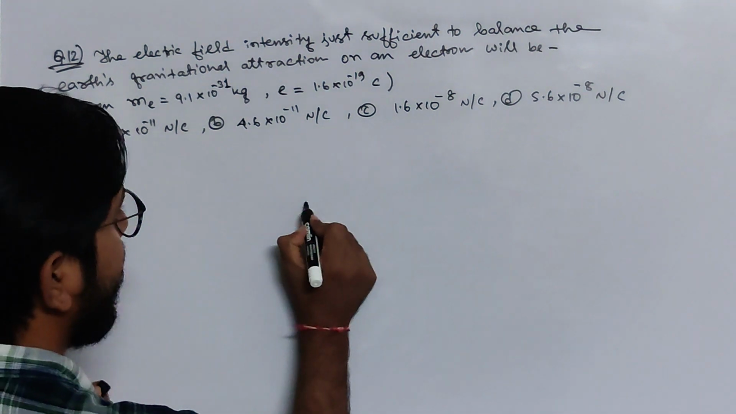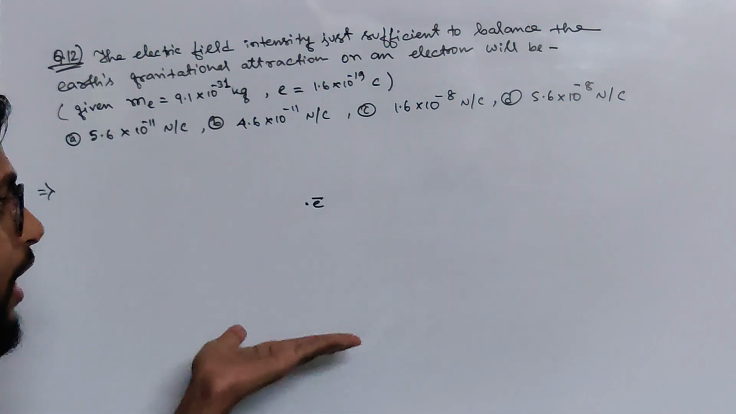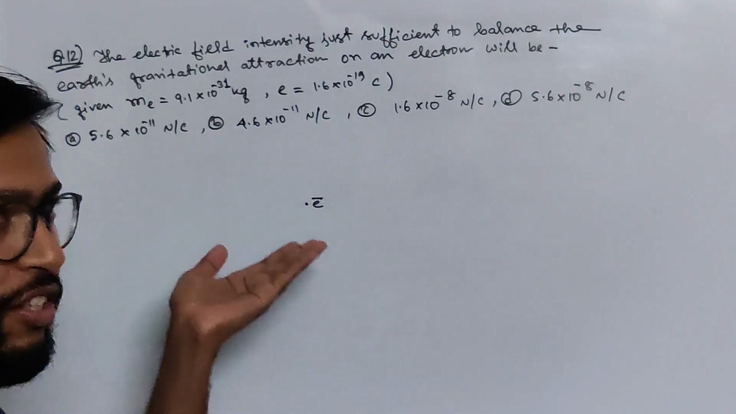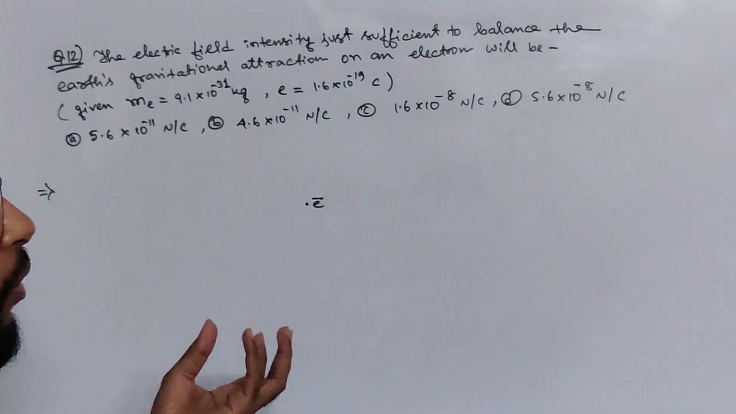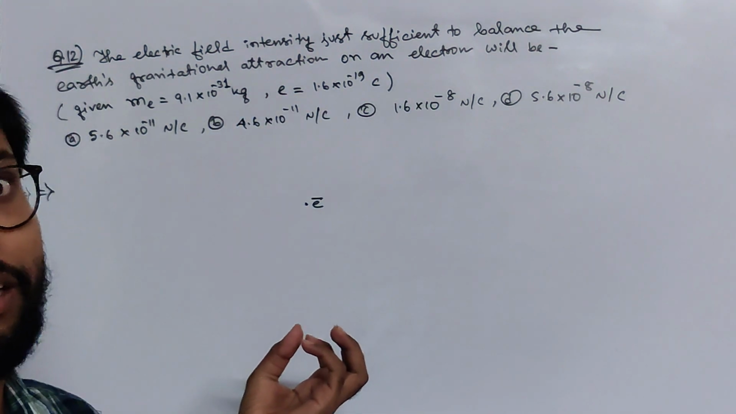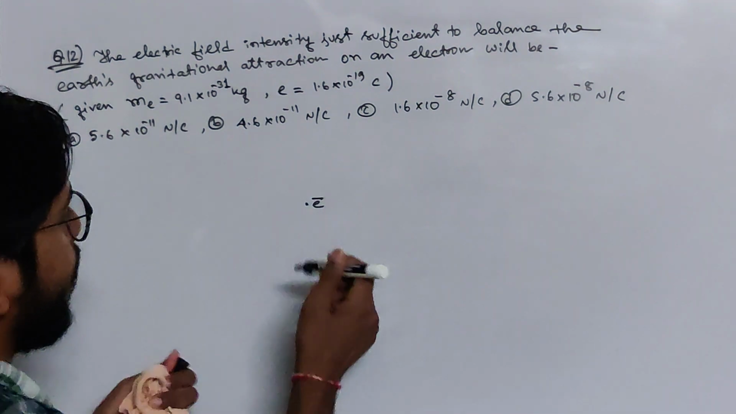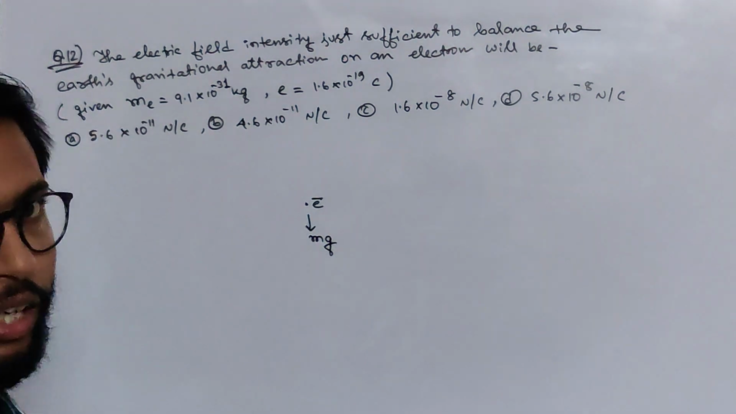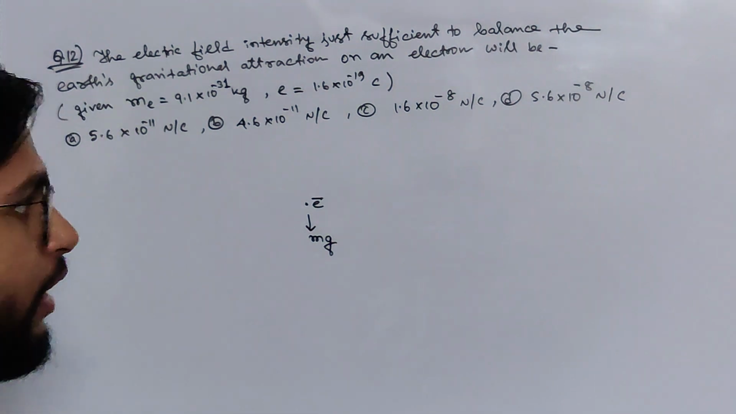If you take an electron and place it at a certain height from the ground, let's say at a height h, then it will be attracted towards the center of the earth with a force equal to its weight, right, mg. With this force it will be attracted towards the center of the earth. mg means mass of the electron times g.